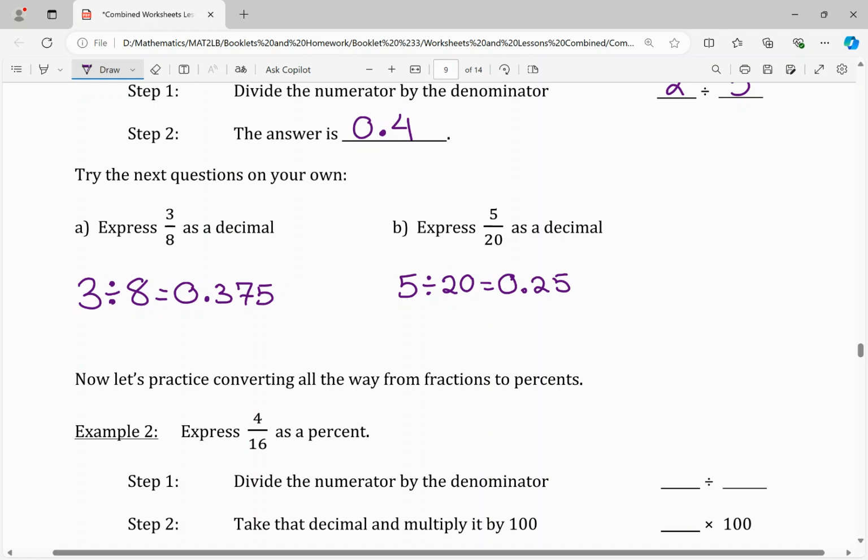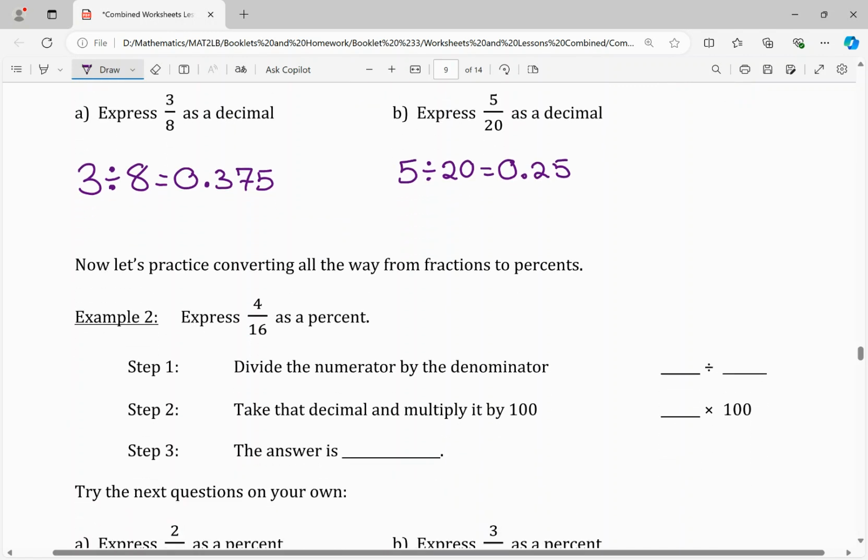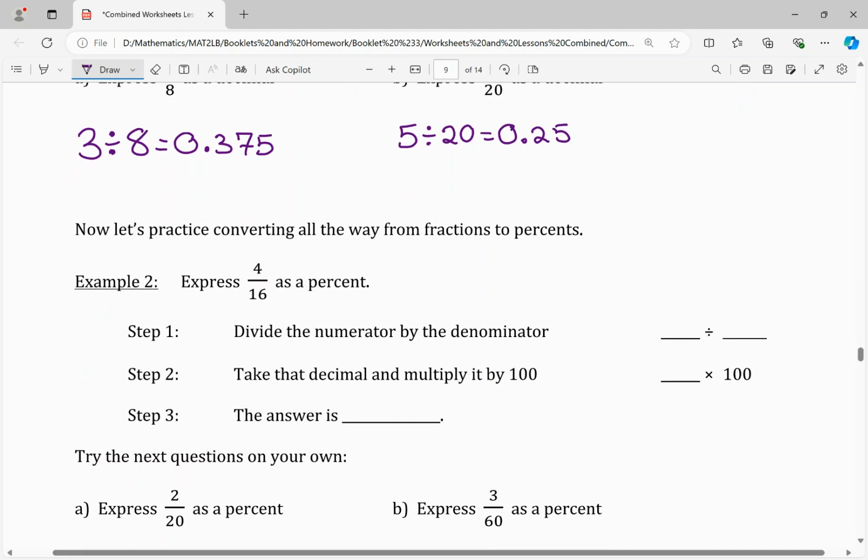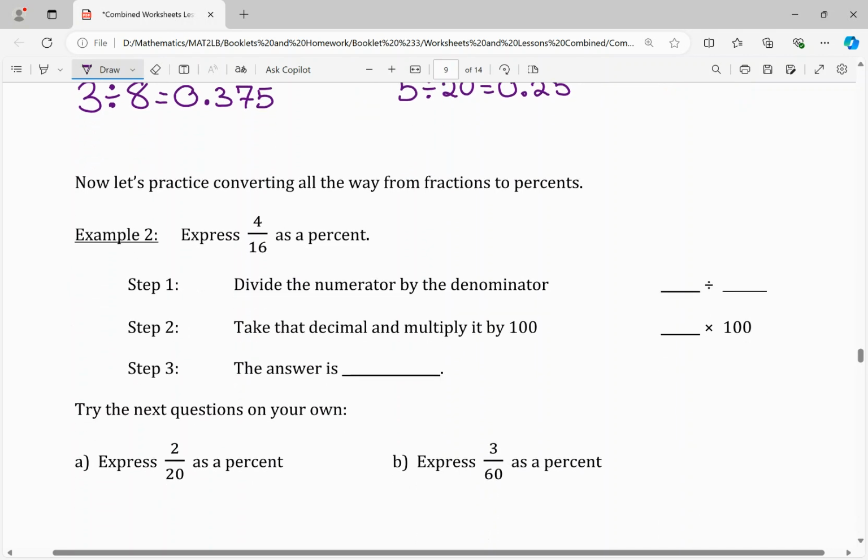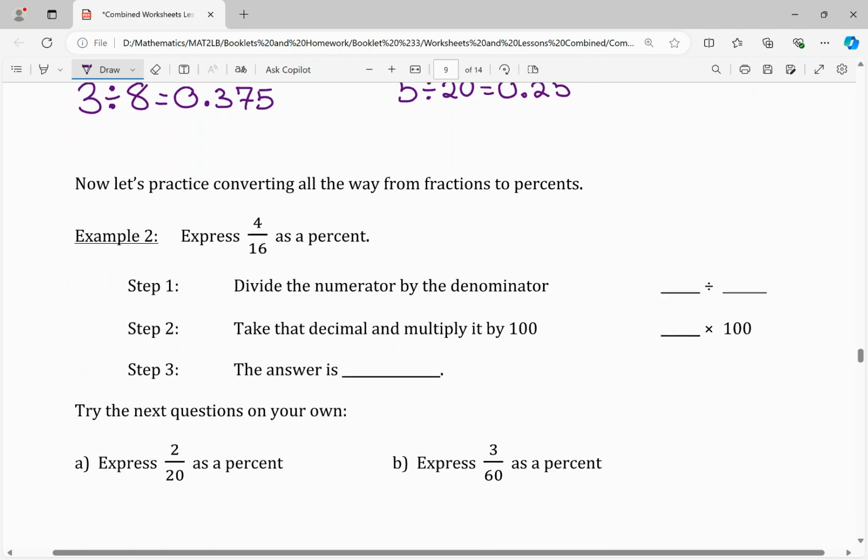Now, it's great that you can write fractions as decimals, but what would be really helpful is if we can also write them as a percent. Remember, this is the third form that you can write it in. So, example 2, express 4 over 16 as a percent. Now, you can't actually go directly from a fraction to a percent. We need to take a step in between and turn it into a decimal first.